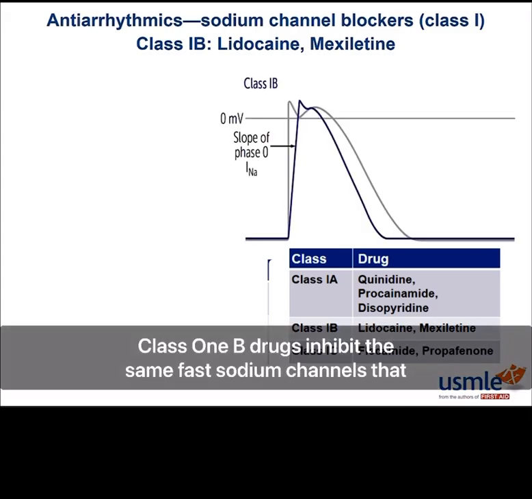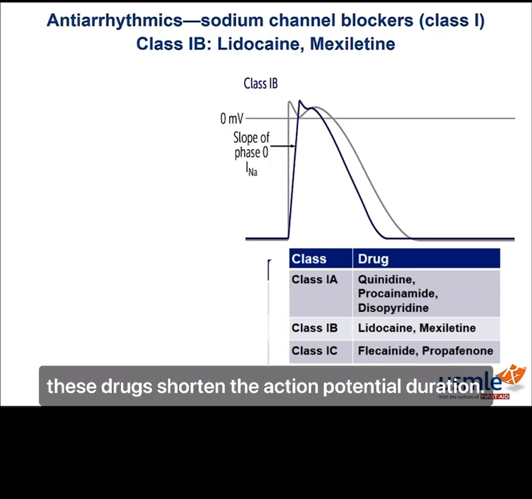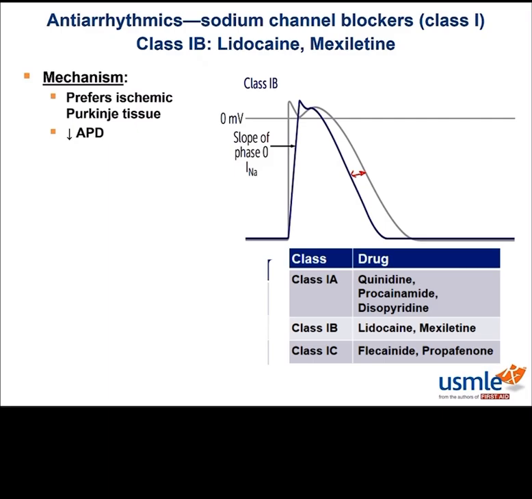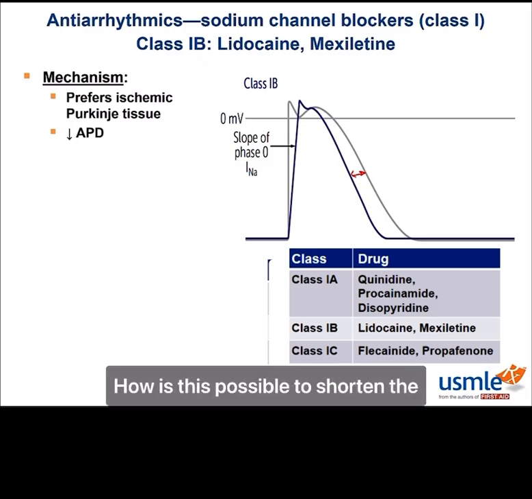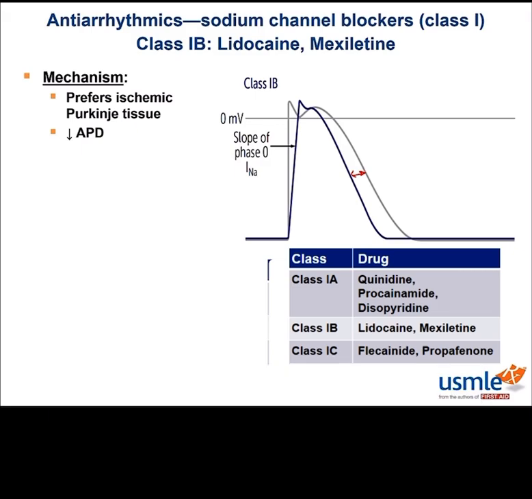Class 1B drugs inhibit the same fast sodium channels that we discussed in the 1A group, but unlike Class 1A, these drugs shorten the action potential duration. How is this possible, to shorten the action potential if we are blocking the channel?